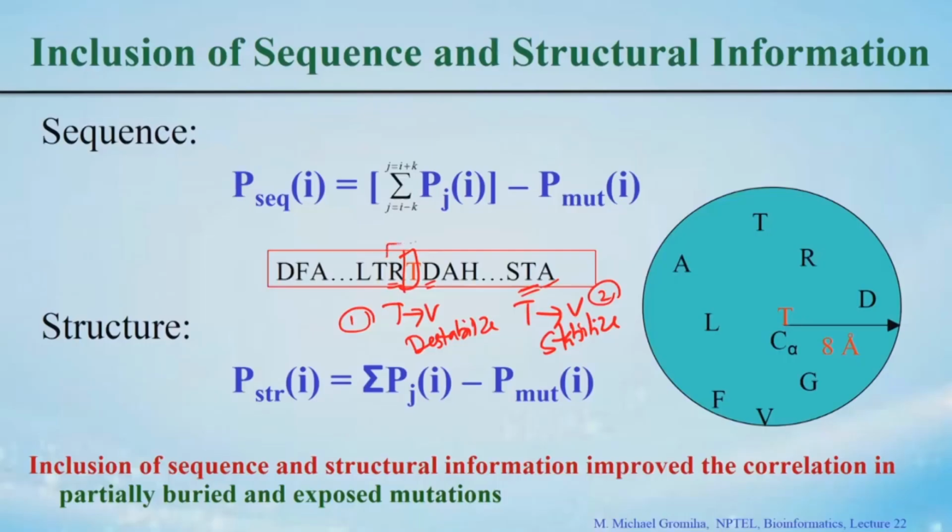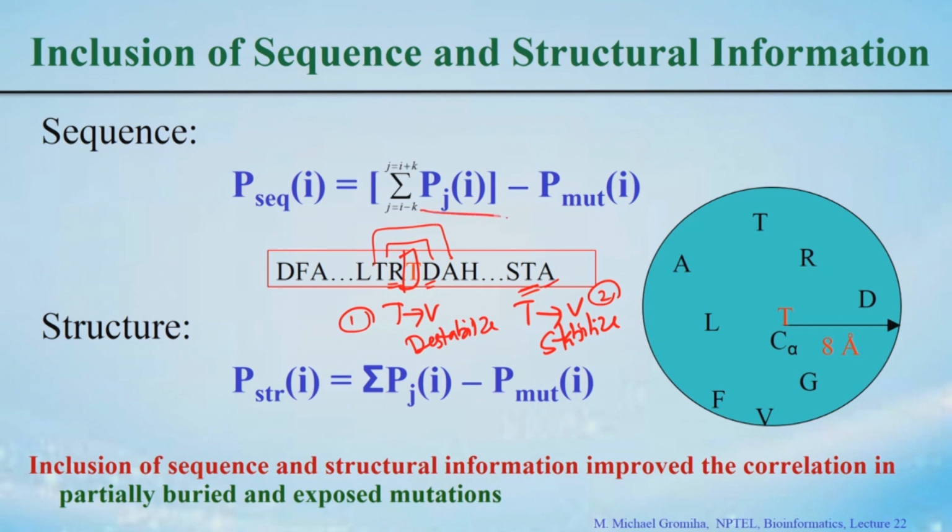So, how to account for this in terms of properties? You can take any window length, for example, a window length of 3 here, or a window length of 5 here. So, you can use the sum over j equal to i minus k to i plus k, where i is the central residue and k is the window length, either on the left side or the right side. So, take any window length and get the values.